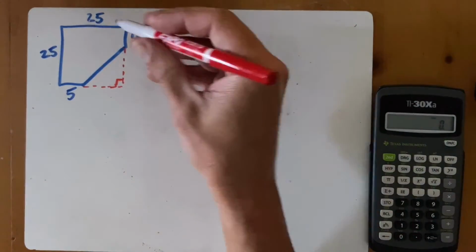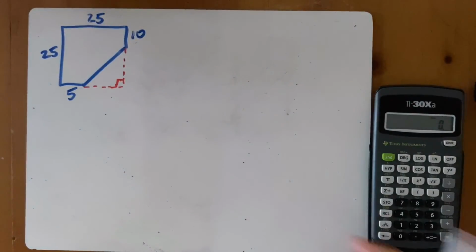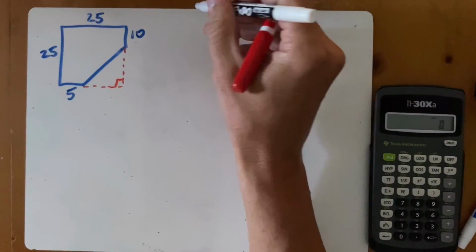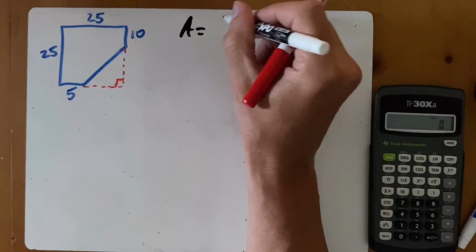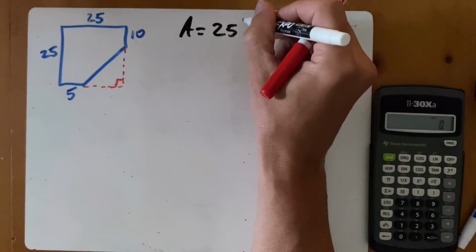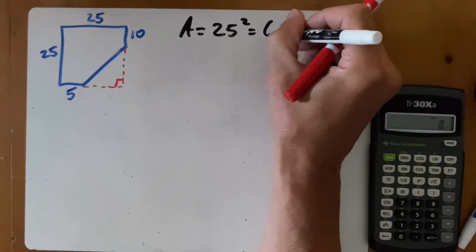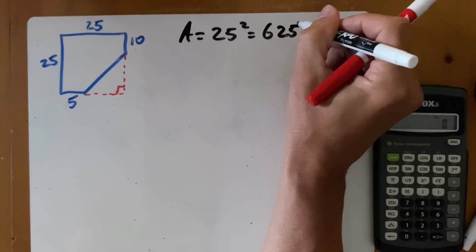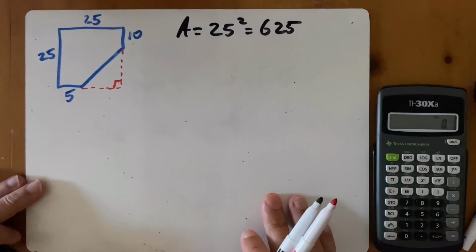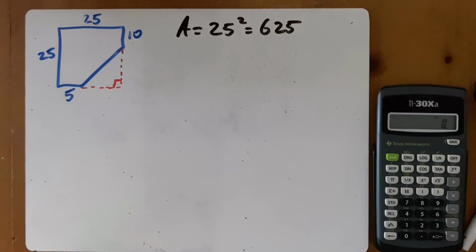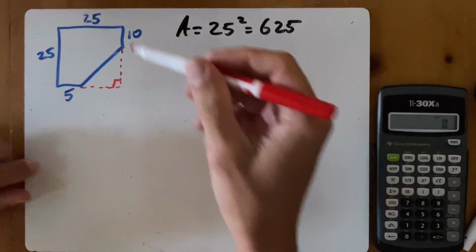Okay, so first things first, let's find the area of the entire square. All right, so that's going to be equal 25 times 25, or 25 squared, which is 625. All right, so that's the area of the entire thing, including the triangle. Now let's find the area of the triangle.